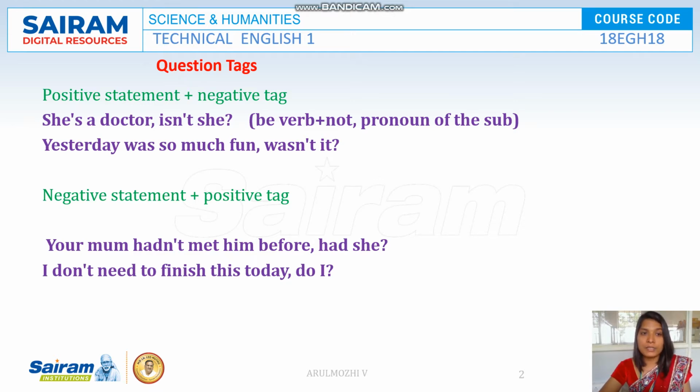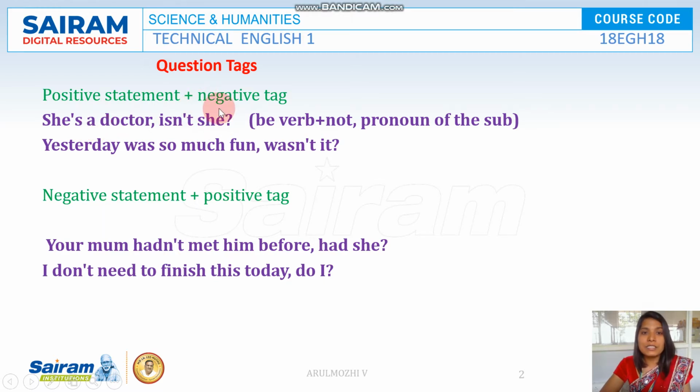How are question tags made? Question tags are built with the statement and the tag. Positive statement, negative tag, and negative statement, positive tag. We can make question tags in two ways. Again, I repeat: positive statement, negative tag; negative statement, positive tag. And what is a positive tag? A positive tag is nothing but when you don't have "not" in a sentence.